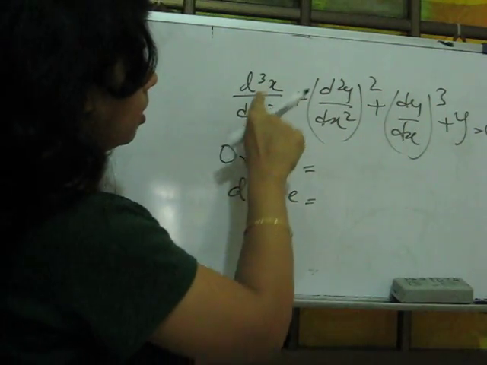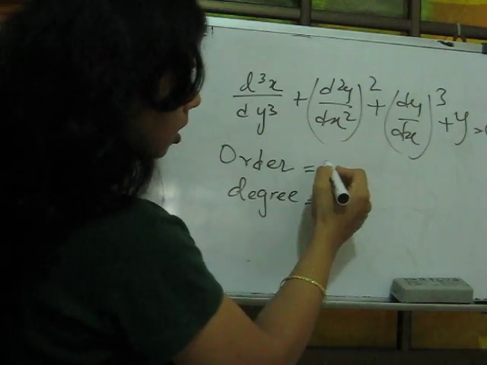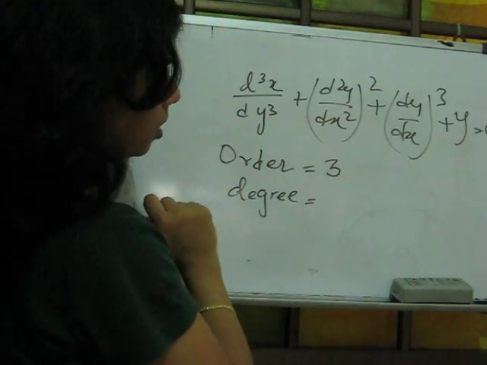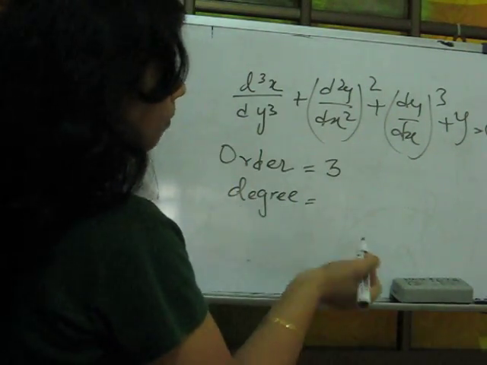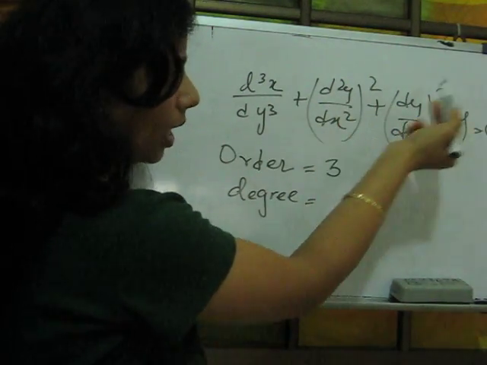The order of this equation is the highest order derivative that we see here. This is 3. So the order of this equation is 3. And what is the degree of this equation? For the degree, we can't see the power of any other derivative.